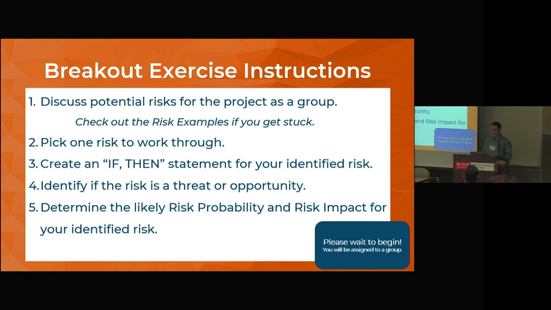Because it's an uncertainty. Let's see, what else did I say? Oh, risk can either be a threat or an opportunity. So remember, a threat is negative, an opportunity is positive. And then if you can, do your best to determine the likely probability and impact. And I'll show you how our sheet will automatically calculate a risk score for each of those. Did you want to go ahead and we can pass them out? All right, so we'll go ahead and pass those out real quick.